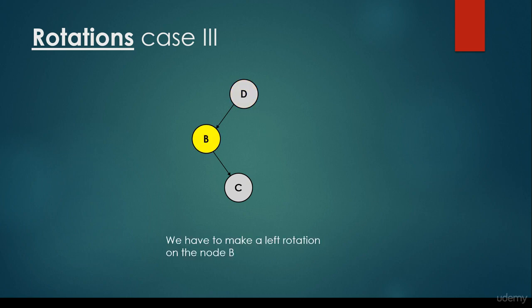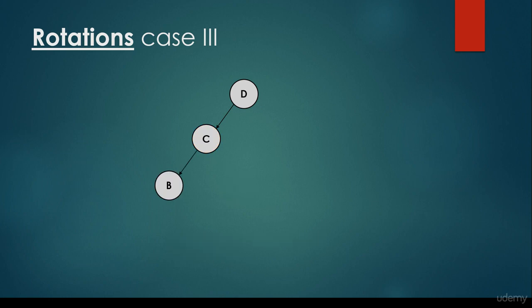First, we have to make a left rotation on the node B. Okay, as you can see, the B is going to be the left child of the node C, and the node C is going to be the left child of D. But this is basically the doubly left heavy situation, so we just have to make a right rotation on the root node. Okay, and this is how we make it balanced.